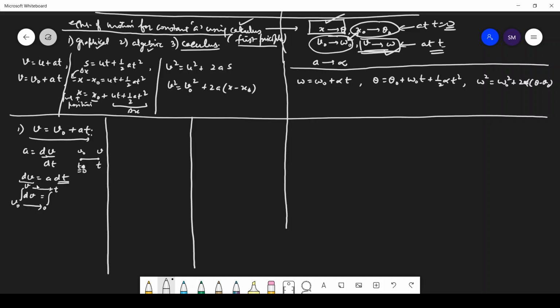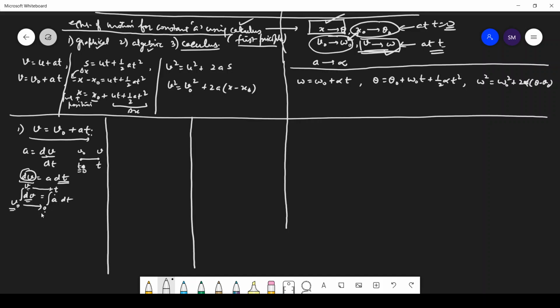So both things you need to check. First thing is the limits according to this change. Here it was dv, so the limits are initial and final. Now here according to t, 0 to t, first thing. Second thing is cross check it. When the time was 0, velocity was v0. When the time was t, velocity was v. Now this is a into dt.